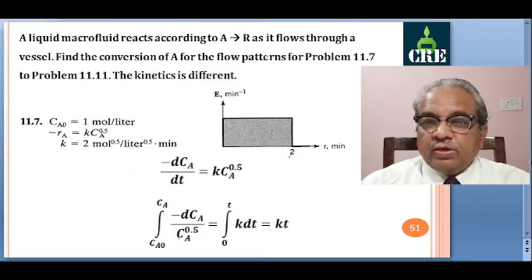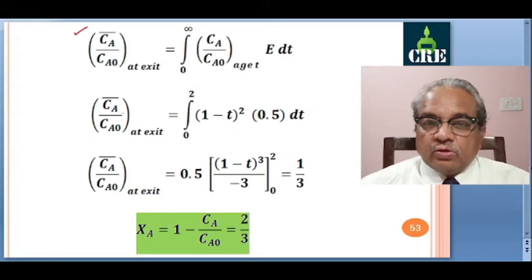Now you can see here this is 2, and for the E curve the area under the curve is 1. So if this is 2, this has to be 0.5, so that 0.5 multiplied by 2, the area of this rectangle, will be 1. E is equal to 0.5, and from 0 to 2 we have to carry out our integration. So from 0 to 2, Ca by Ca0 we now know is 1 minus t whole square, and E is 0.5. So you have to solve this integral.